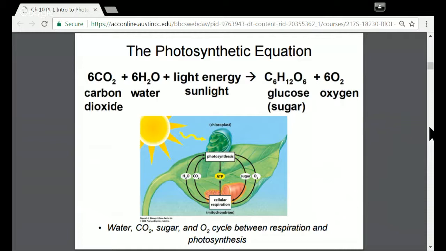Now our cells, animal cells, don't have chloroplasts. We only have mitochondria. So we have to eat plants or eat other animals in order to get those sugars. And of course we breathe in the oxygen.